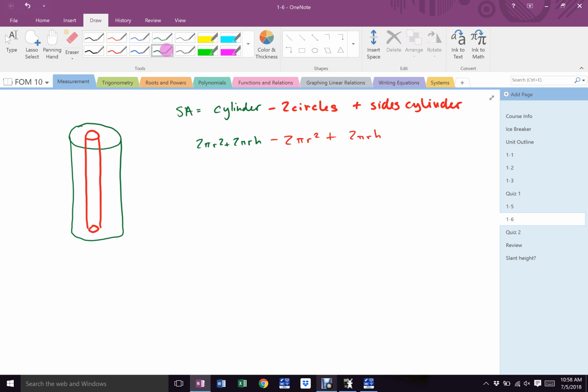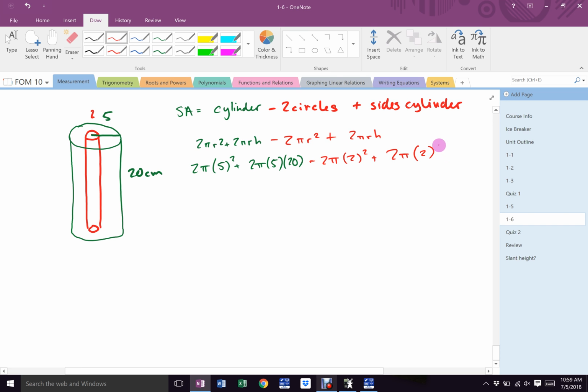Right? Now all I do is I fill in the numbers. Let's give you some numbers. This is 20 centimeters tall. The green one is 5. And the red one is 2. Then all you do is fill it in. 2 pi, what's the green r? 5 squared plus 2 pi, what's the green r? 5, the green h? 20. Minus 2 pi, what's the red r? 2 squared plus 2 pi, what's the red r? What's the red h? Also 20.